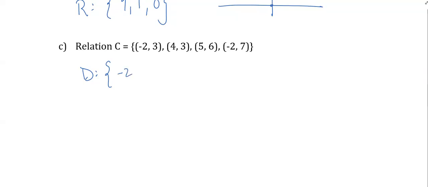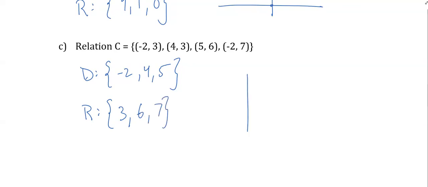-2, 4, 5, -2 again, 3, 3 again, 6, and 7. So I've got -2 and 3, and I've got 4 and 3, I've got 5 and 6, and I've got -2 and 7. So see how I had the x's repeating? This is not a function.